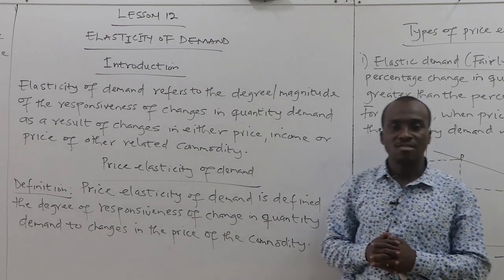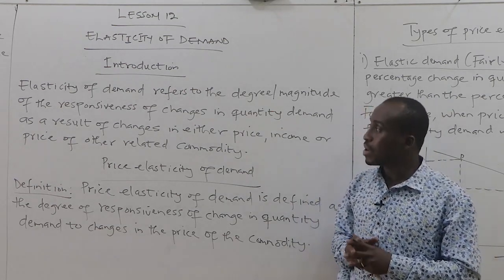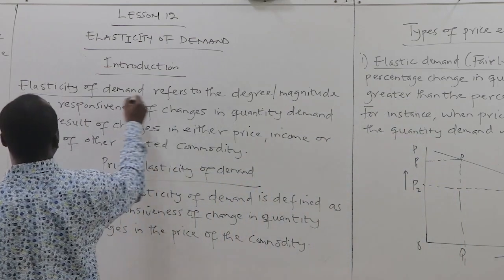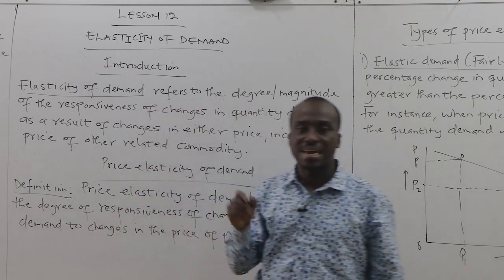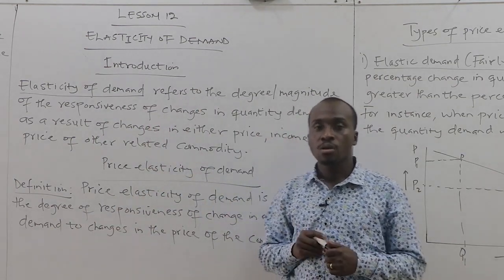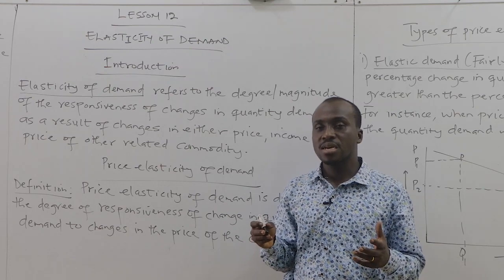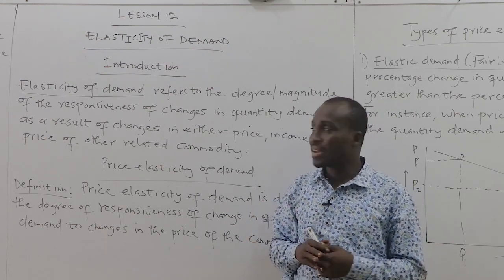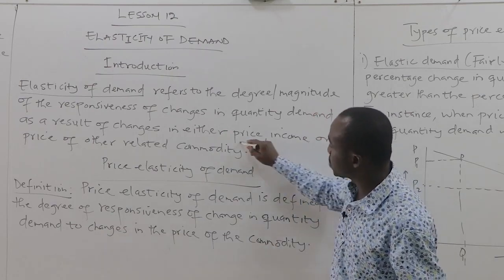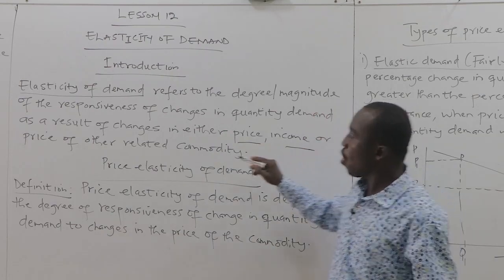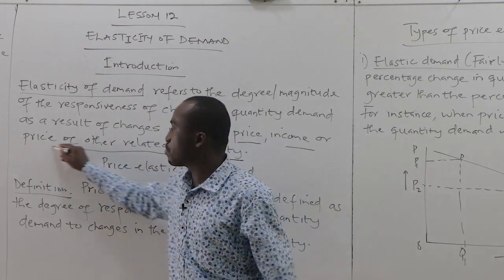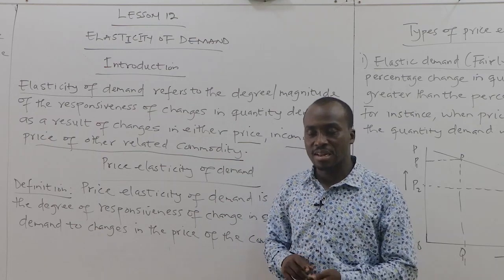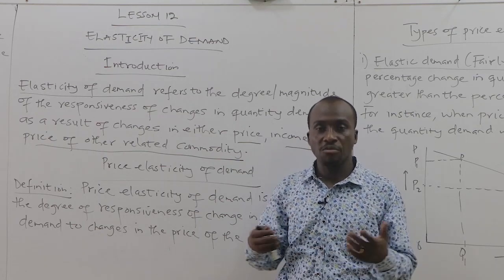So when you say price elasticity of demand, what does it refer to? When you say elasticity of demand, here our emphasis is on elasticity of demand before we come back and take the types and explain them one by one. It basically means that it shows the extent to which demand changes whenever there's a change in either price of the commodity, income, or price of related products. Remember in lesson 7, we spoke about factors that influence demand.